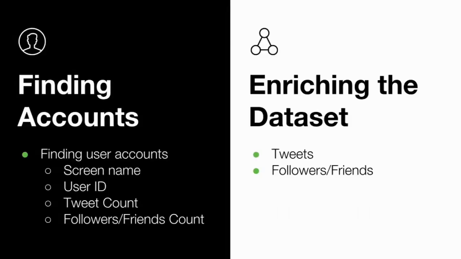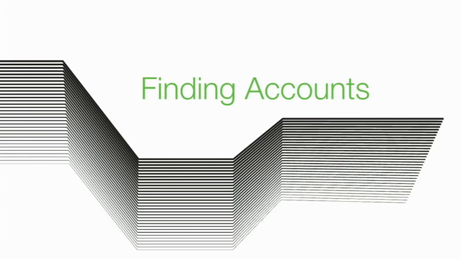Now, this is what the data gathering process looked like. We talked about this just a minute earlier, but the first step is finding accounts. And what I mean by accounts are the screen name, the user ID, and metadata about the account. These are things like numbers of how many tweets you've published, how many people are in your social network. After we've gathered accounts, we can start enriching this data set, gathering the tweets and, where possible, gathering the social network information. So let's start by finding accounts.